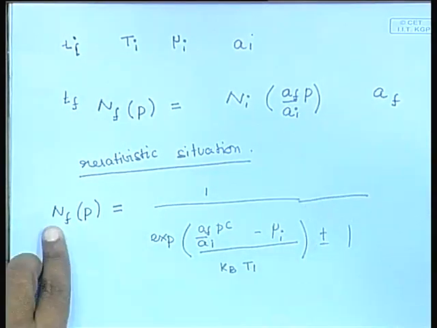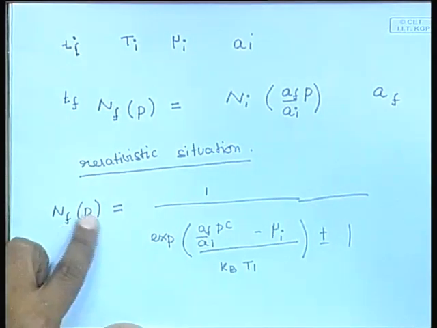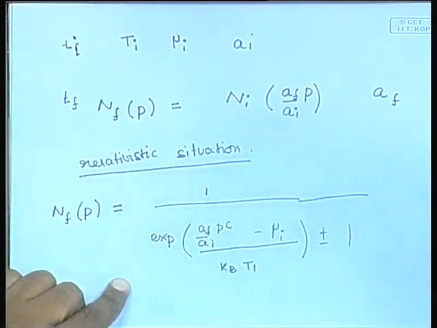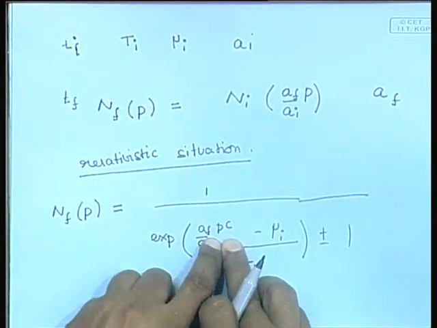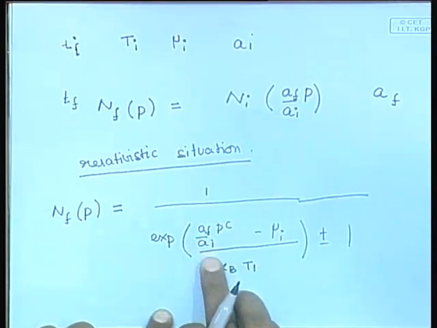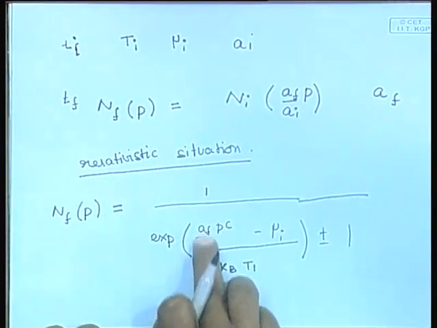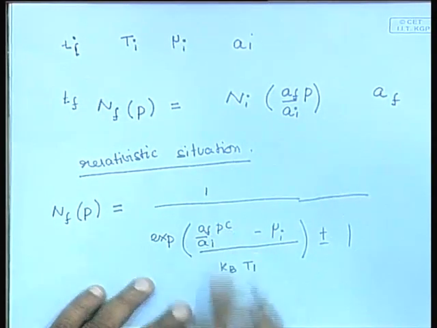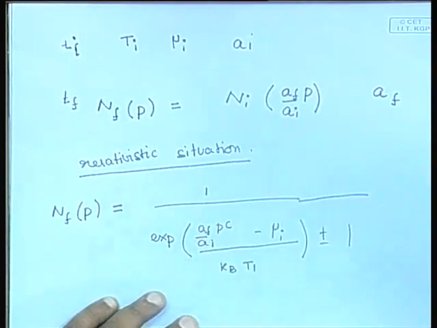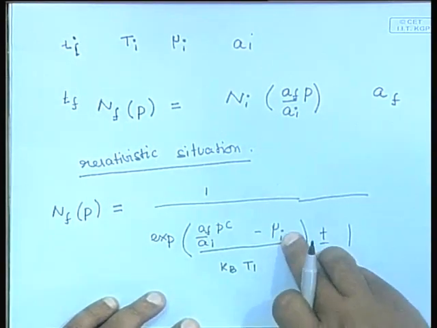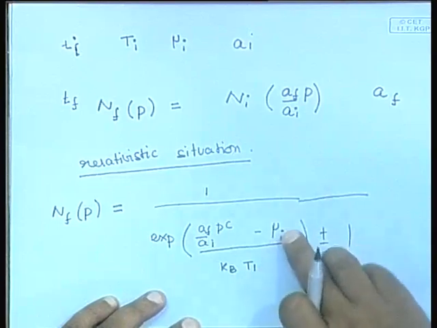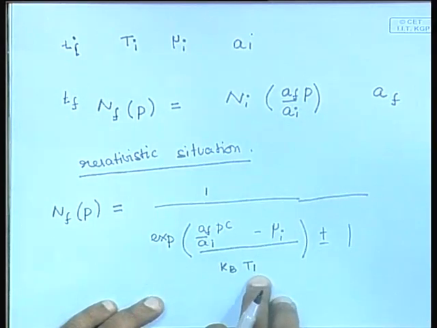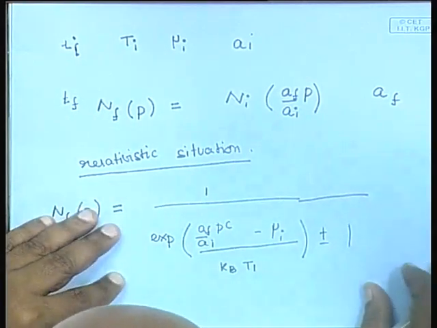So, we have written the final occupation numbers, or the final distribution function, in terms of the initial distribution function, but the value of momentum is now different. It is A final, the scale factor, divided by the initial, the ratio of the scale factors, into the momentum. Now, this ratio of the scale factors multiplies the momentum. We can get rid of this by putting in a scale factor dependence for both the chemical potential and the temperature.